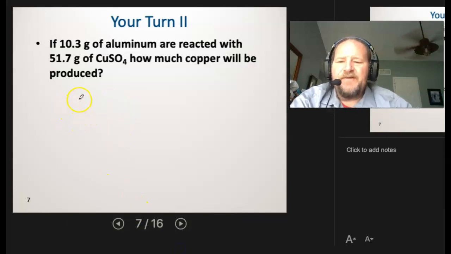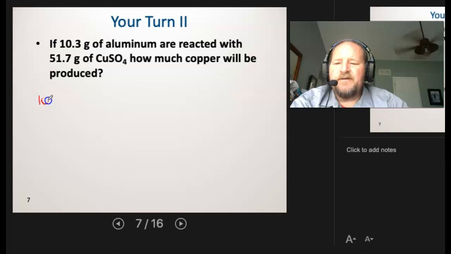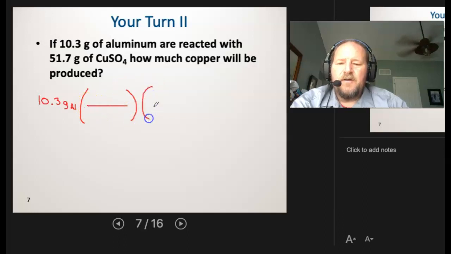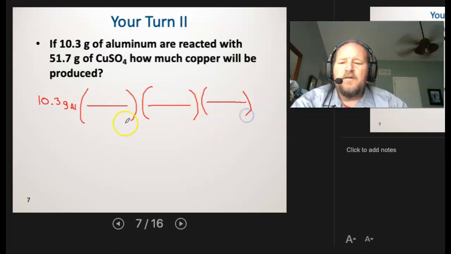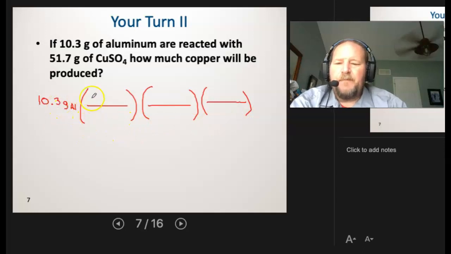So if 10.3 grams of aluminum reacted with 51.7 grams of copper sulfate, how much copper will be produced? So again, we'll start with 10.3 grams of aluminum. That's going to be a 3-step process. First thing I'm going to do is get into moles of aluminum. So I'm going to put 1 mole of aluminum on top.